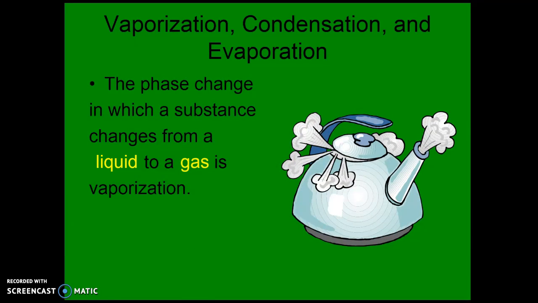The next ones here that we're going to talk about are vaporization, condensation, and evaporation. So this is a phase change in which a substance changes from a liquid to a gas is vaporization. Okay, an example here is boiling water. The difference between vaporization and evaporation is that vaporization happens above the boiling point. Evaporation happens below the boiling point.